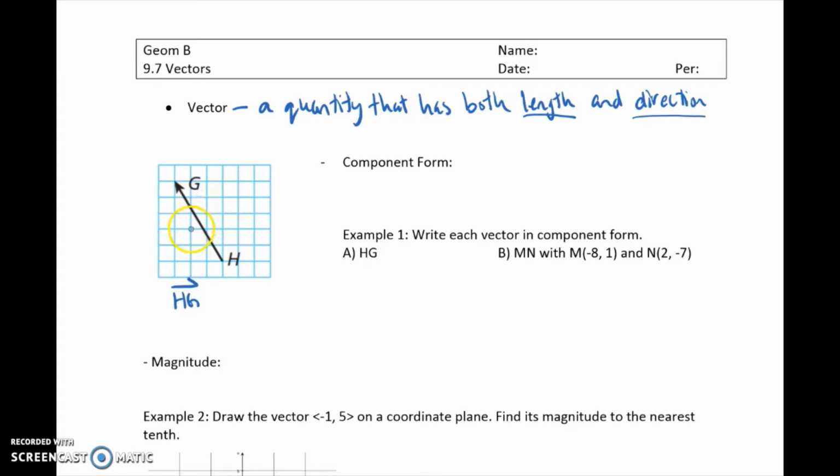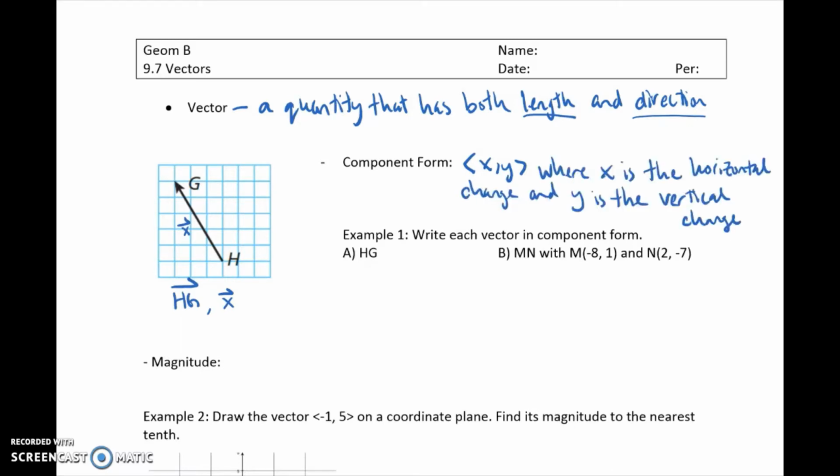Remember, we can also call this lowercase little x, for example, and name that vector x with the little arrow on top. Remember, the component form is what we used a lot in transformations when we were talking about translations, and that's the format with these pointy brackets, x comma y, where x is the horizontal change and y is the vertical change, right?